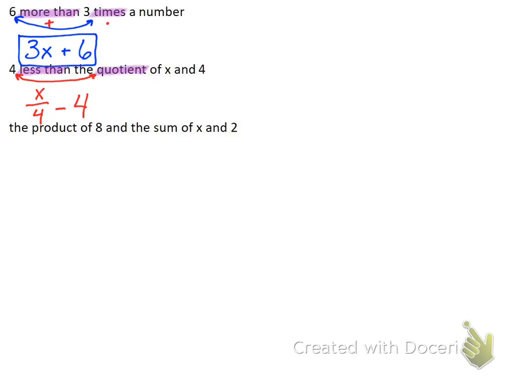And then the last one there, I've got the product of 8 and the sum of x and 2. So again, I want to multiply 8 and the sum of x and 2. When I do that, I'm going to do 8 times, and then the sum of x and 2 means that I'm going to go parentheses x plus 2. The reason I know there are parentheses is that it's not the product of 8 and x and then plus 2. It is the product of 8 and the sum x and 2. So I would put parentheses because I want to do that sum first, and then I want to multiply.